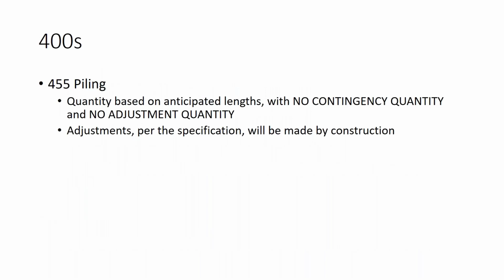Moving on to piling in section 455. Again, we want to record our quantities based on the actual lengths with no contingency quantities or adjustments made in the summary box or the planned quantities. We know that there will be adjustments per the specification for cutoffs and splices, etc. Those will all be made by construction in accordance with the specification. But we don't want to have anyone anticipate those quantities or put contingency quantities into the plans.